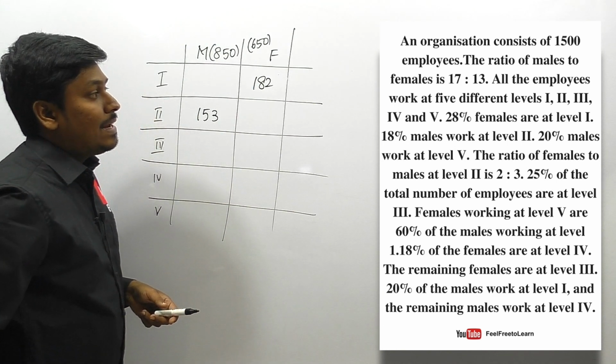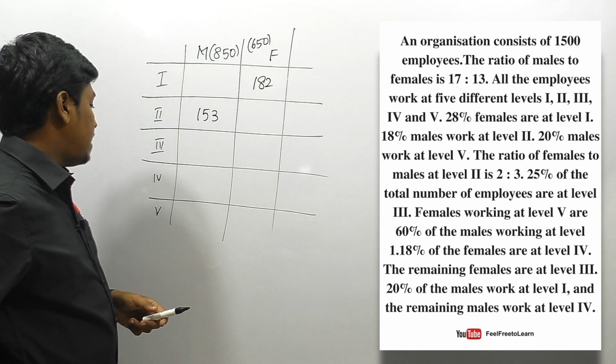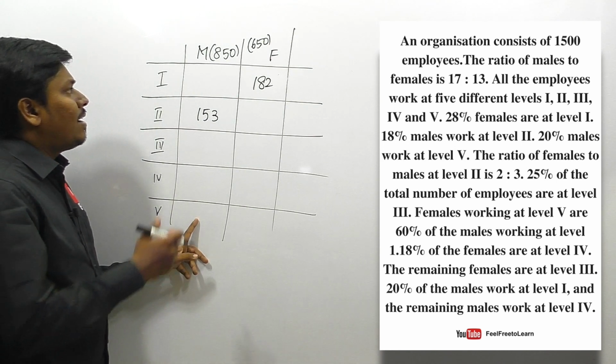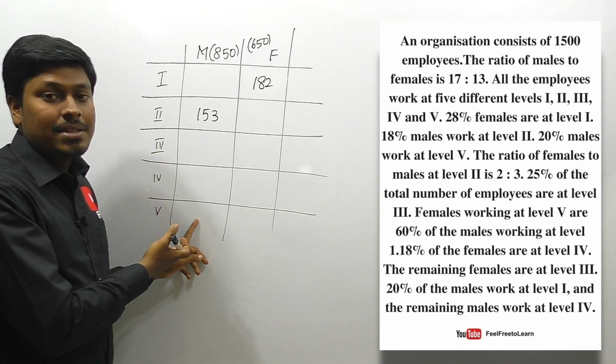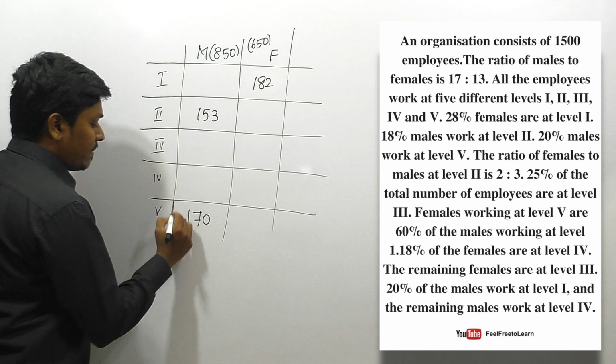Okay friends, next point is 20% of males work at level 5. So level 5 20% friends. I think 10% will be 85, 20% will be 85 into 2, which is 170. So 170 will be the total number of males in level 5.